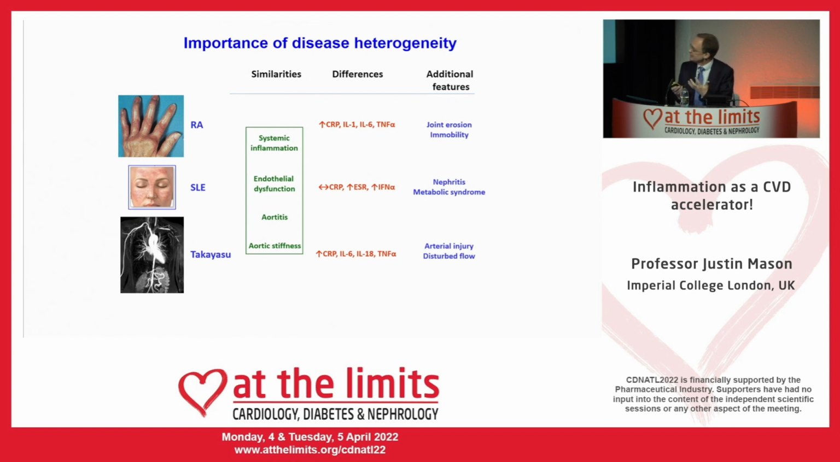And then they also have unique features such as joint erosion and immobility in rheumatoid, nephritis and proteinuria in patients with lupus, as well as predisposition to metabolic syndrome. Whereas in Takayasu's arteritis, as I'll show later, the distortion of the arterial anatomy and disturbed flow patterns within the vasculature is another driver for atherogenesis.